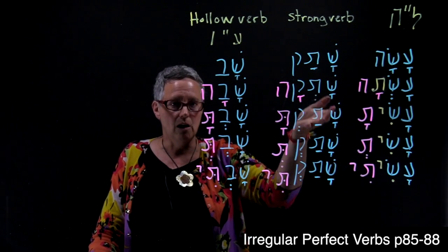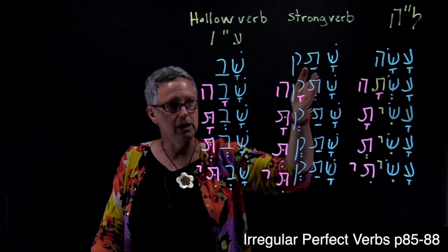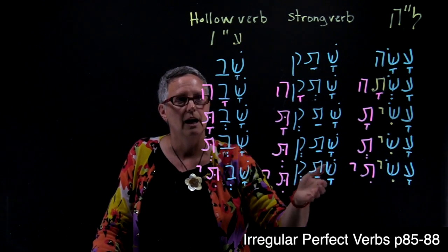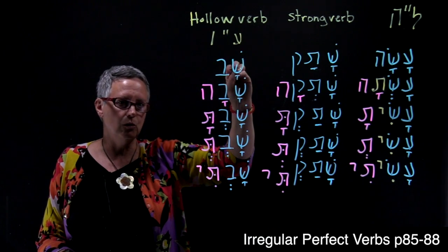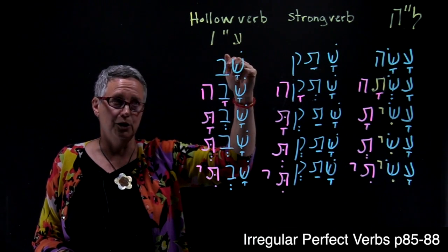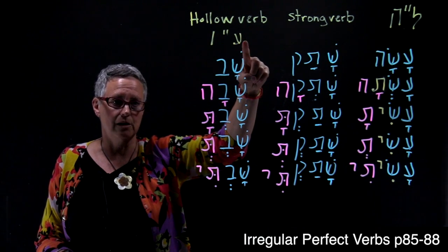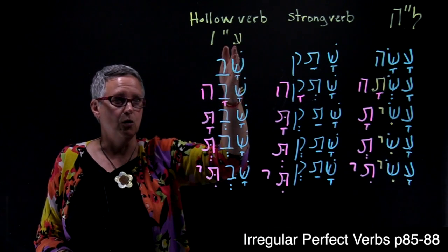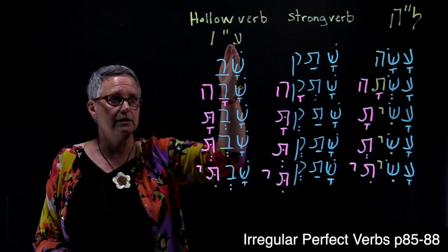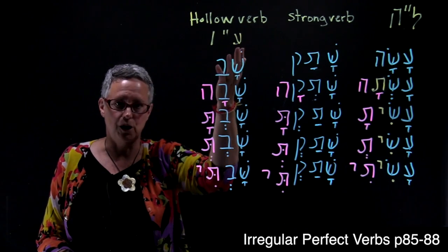You can see all of the letters in the verbs that have three strong consonants. And there's also a letter missing here. I wonder if you know what that letter is. You can get a hint from the title. It's a hollow verb, but it's also an ein vav verb. So in this verb, there is a vav missing from the middle, thus the term hollow.